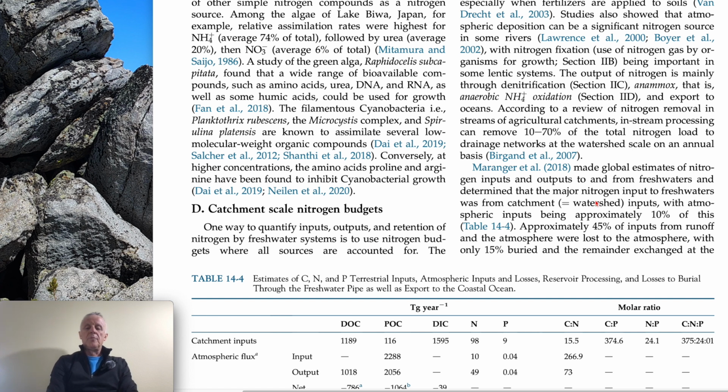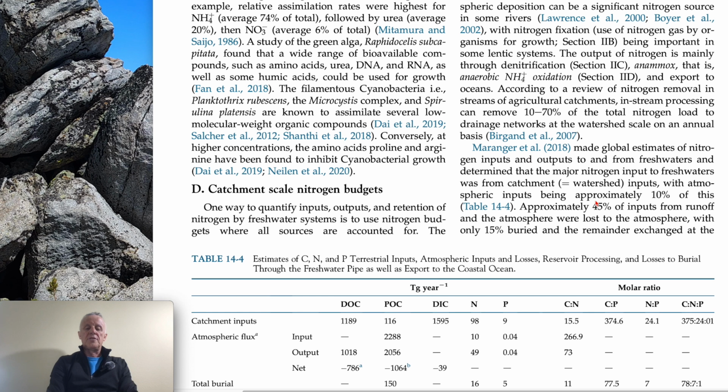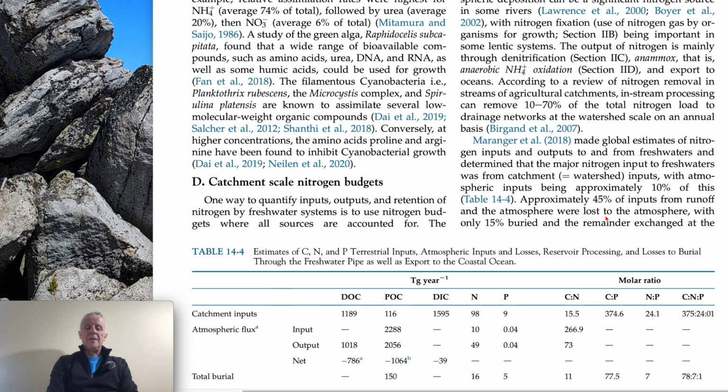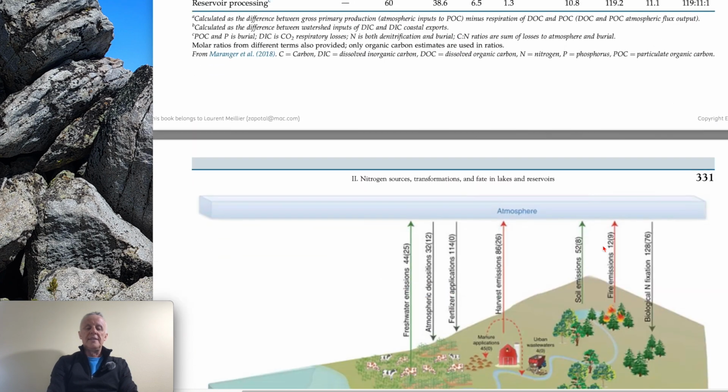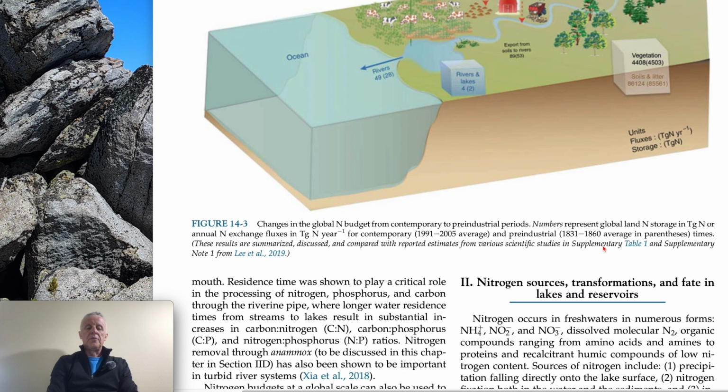Maranger et al. made global estimates of nitrogen inputs and outputs to and from freshwaters and determined that the major nitrogen input to freshwater was from catchment inputs, with atmospheric inputs being approximately 10% of this. Approximately 45% of inputs from runoff and the atmosphere were lost to the atmosphere, with only 15% buried and the remainder exchanged at the mouth.